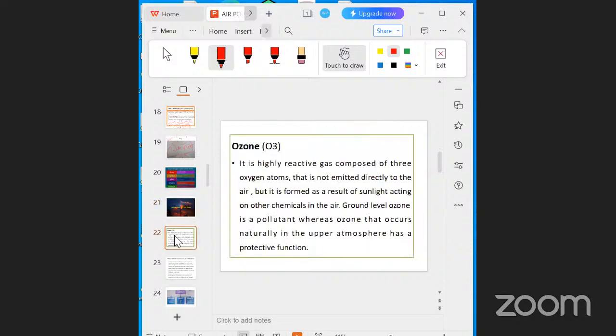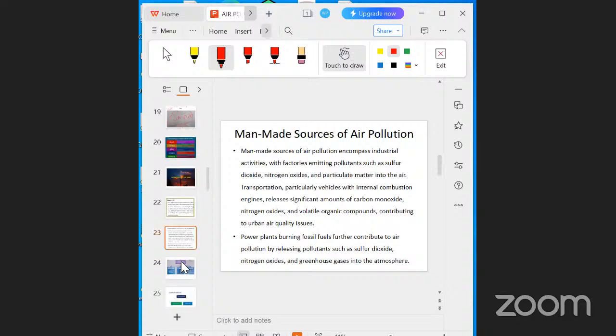Man-made sources of air pollution encompass industrial activities, with factories emitting pollutants such as sulfur dioxide, nitrogen oxides, and particulate matter into the atmosphere. In transportation, vehicles with internal combustion engines release a significant amount of carbon monoxide, CO, and also nitrogen oxides and volatile organic compounds, contributing to urban air quality issues. Power plants burning fossil fuels further pollute the air by releasing sulfur dioxide, nitrogen oxides, and greenhouse gases.